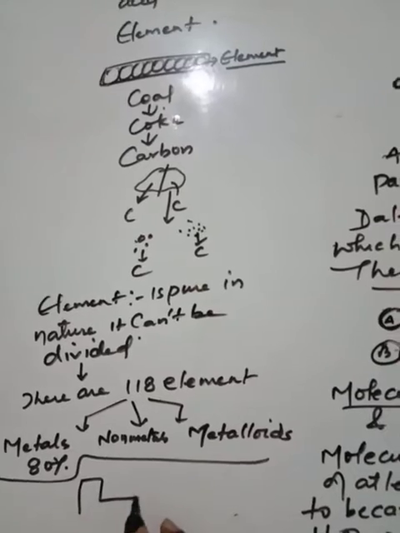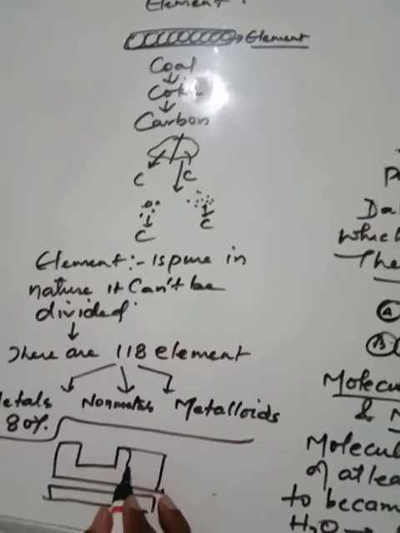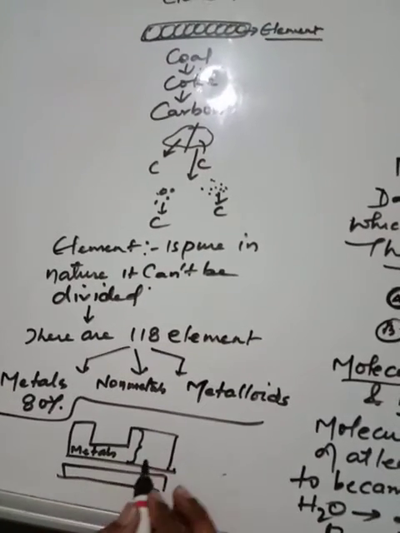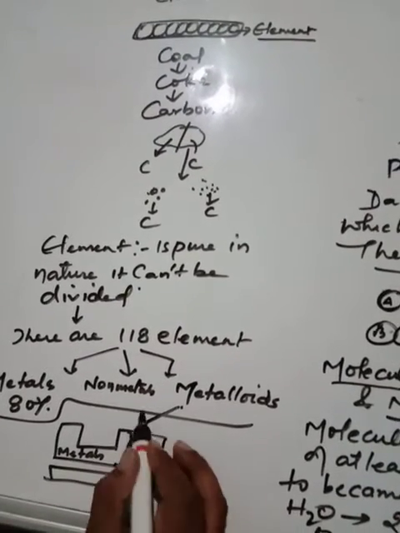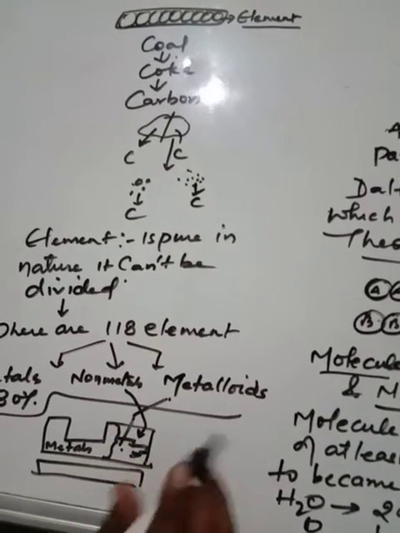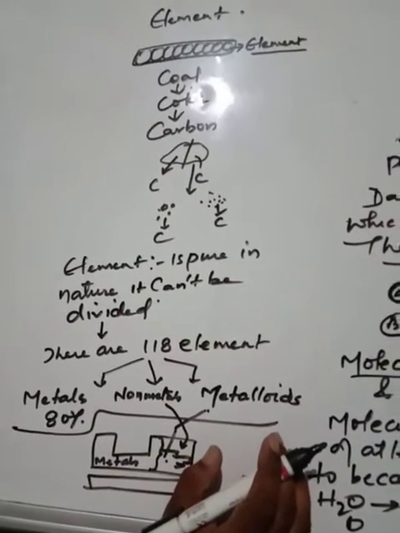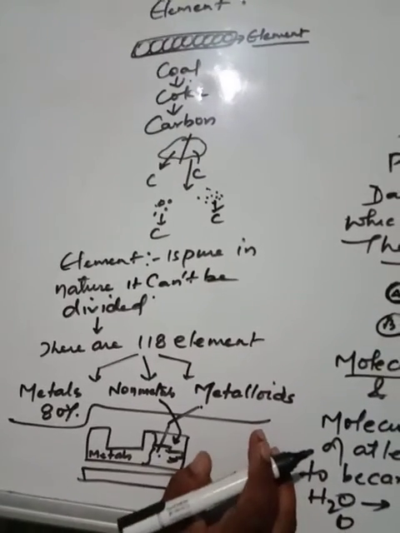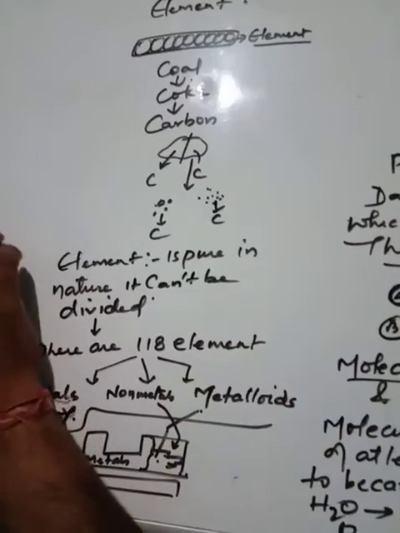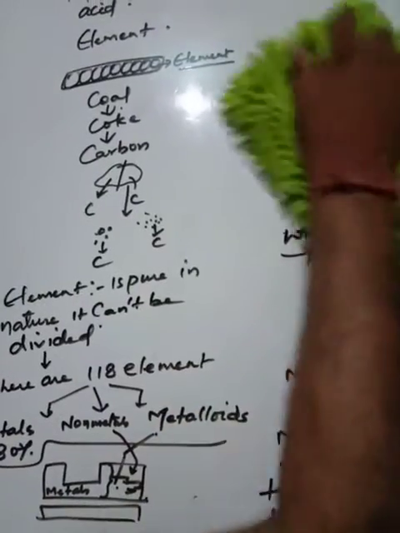Just as you had seen the periodic table in this manner. This area is for metals. This area in a zigzag fashion, metalloids, and this area is for non-metals. So here, as the chapter name is metals and non-metals, we'll directly switch on to the heading of metals and non-metals. So now we will put the definition for metals and non-metals.